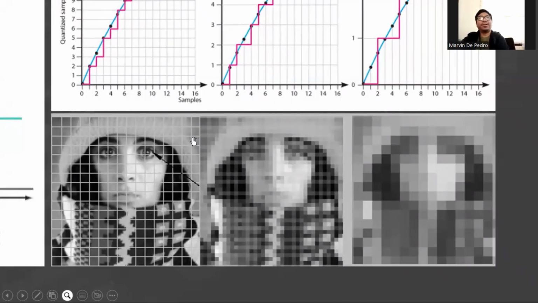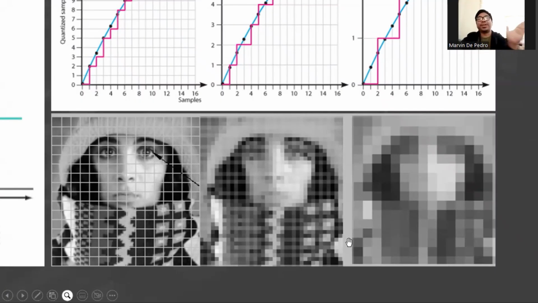In the case of videos, you get a better picture if you have higher quantization. Okay. By the way, in the case of videos, they don't have sample rate, or if they do, they have the frame rate. What we mentioned a while ago, the frames per second. Okay. So the more frames per second, the better.